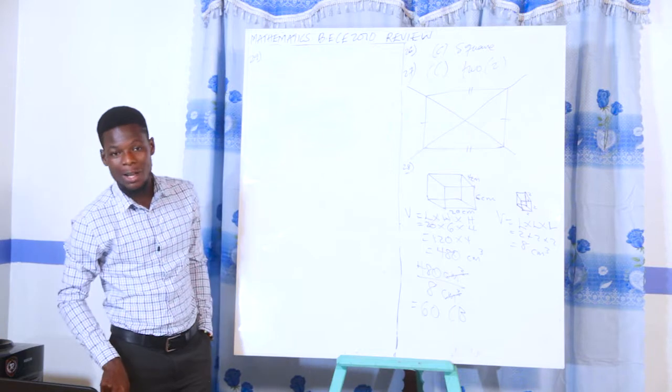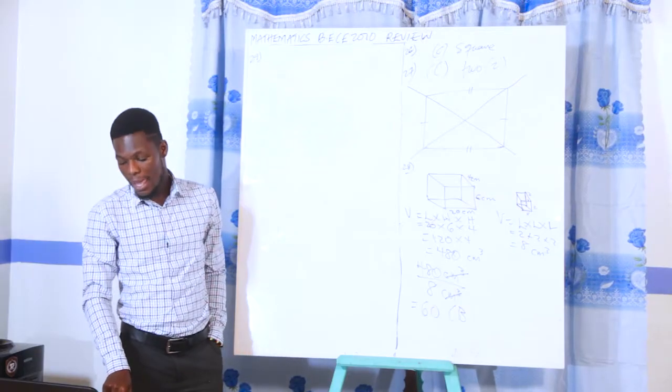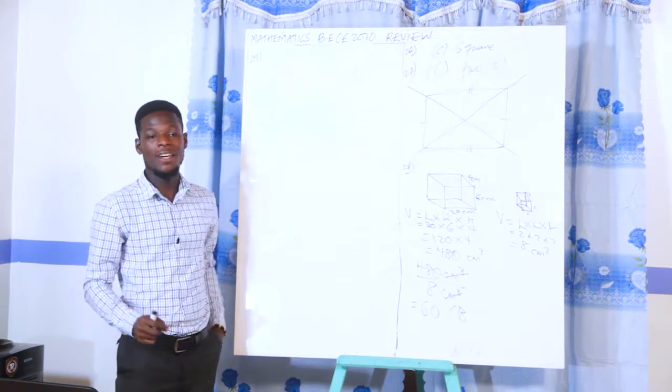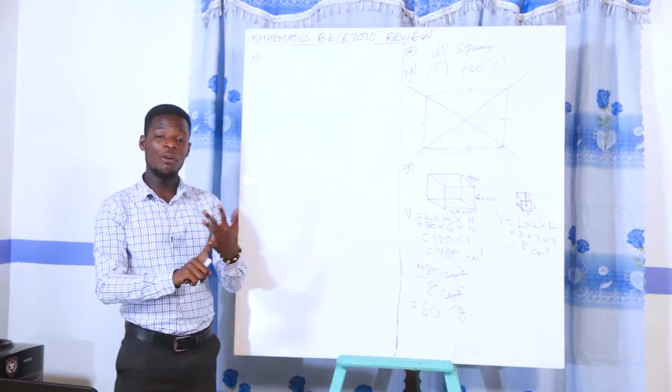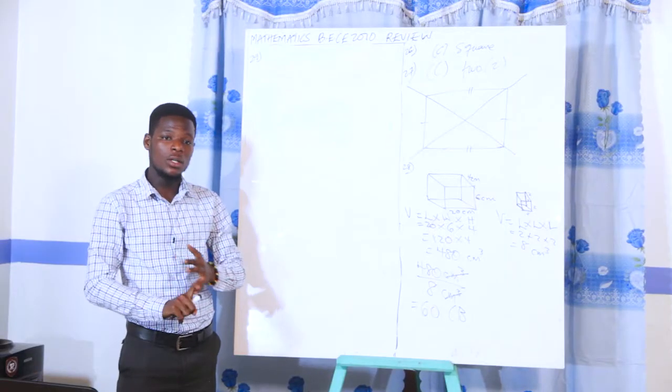29, which talks about polygons. The question is: the interior angle of a regular polygon is 120 degrees. How many sides has the polygon? Now, we have different formulas under polygons. We have sum of interior angles, interior angle, sum of exterior angles, and exterior angle. Here, we are talking about interior angle.